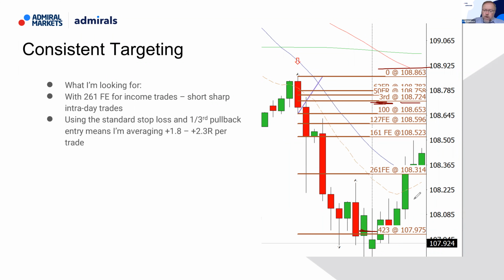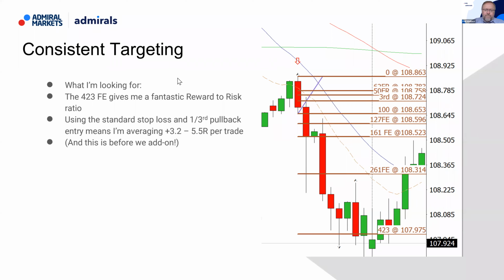But what I find is when I'm using that third entry pullback, a third of the way back into the trade, and I'm using the standard stop loss, then on my shorter term trades, using the 261 extension as a target, I'm generating, as a rule of thumb, between about 1.8 to 2.3 R per trade. It will differ a little bit. So it's asymmetric. It's an asymmetric reward to risk. That's what I'm always looking to do. I'm always trying to generate more than I'm risking, because that to me is the smart, savvy way to trade.